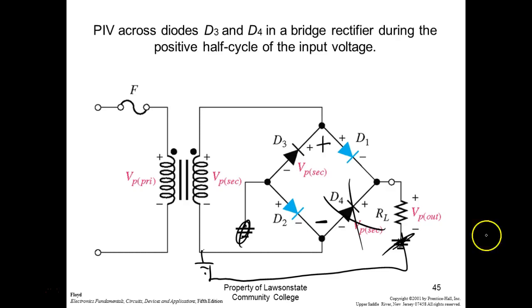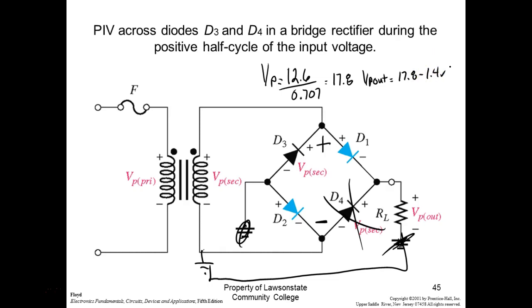So first of all, we need to go to V peak. V peak would be equal to 12.6 divided by 0.707. What does that give us? 17.8. Then we're going to calculate something we call V peak out. So V peak out is going to be equal to 17.8 minus 1.4 volts, the diode drop.